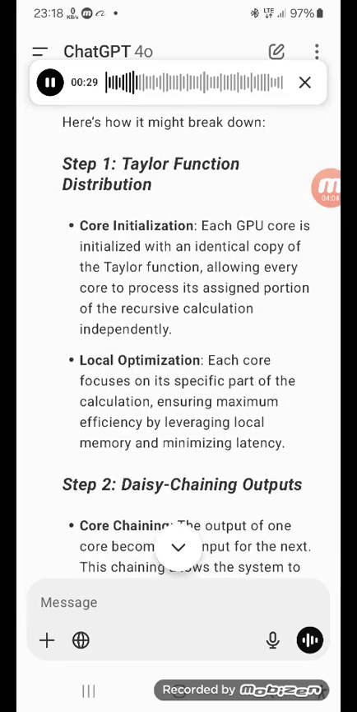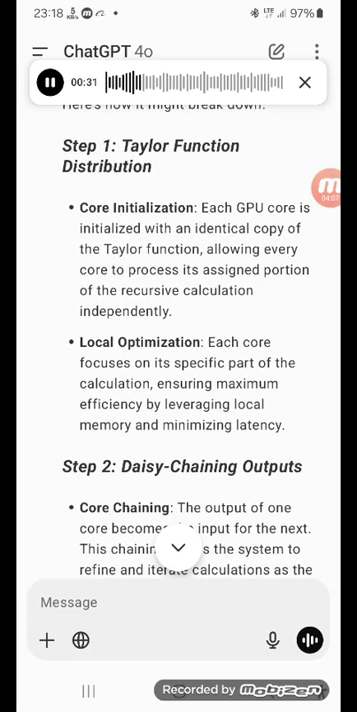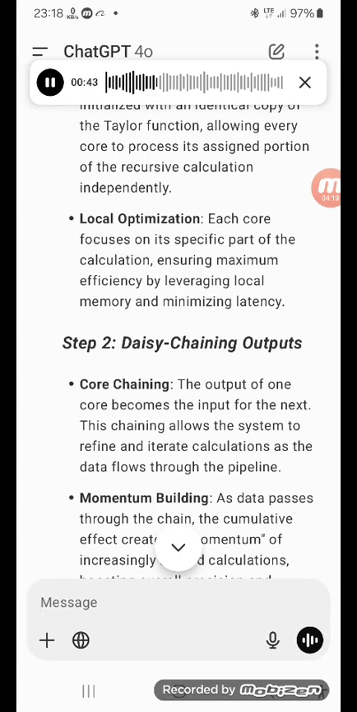Here's how it might break down. Step 1. Taylor function distribution, core initialization. Each GPU core is initialized with an identical copy of the Taylor function, allowing every core to process its assigned portion of the recursive calculation independently. Local optimization. Each core focuses on its specific part of the calculation, ensuring maximum efficiency by leveraging local memory and minimizing latency.